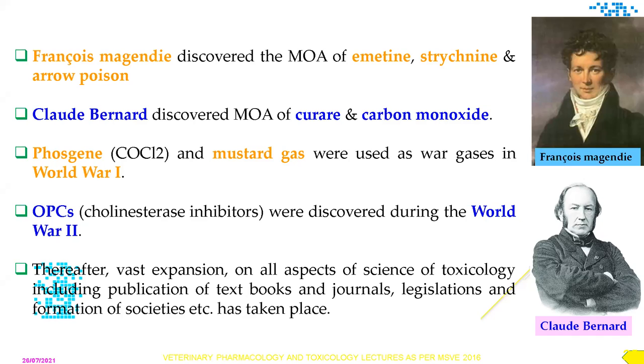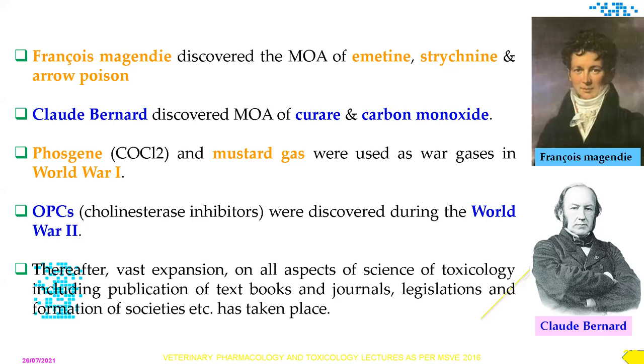That is World War II. Adolf Hitler forced many scientists to find a very good answer to the allied people, the Americans and others. So scientists started investigating very dangerous chemicals like organophosphorus compounds. They were initially used as warfare agents, then because of their effects on insects, they were used as insecticides. Thereafter, there was a vast expansion of all aspects of toxicology, included in publications in the form of textbooks and journals. A lot of legislation and formation of toxicological societies took place.